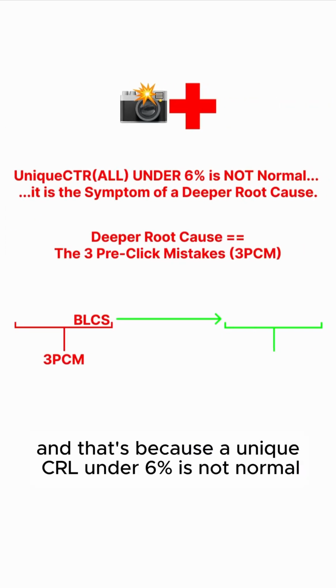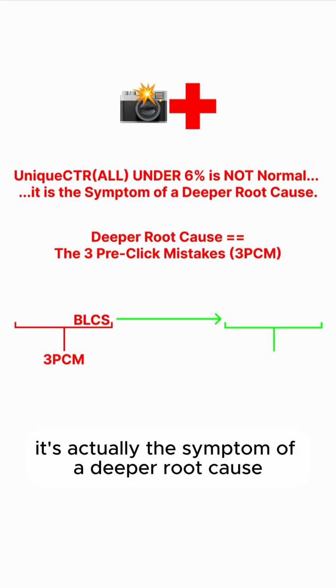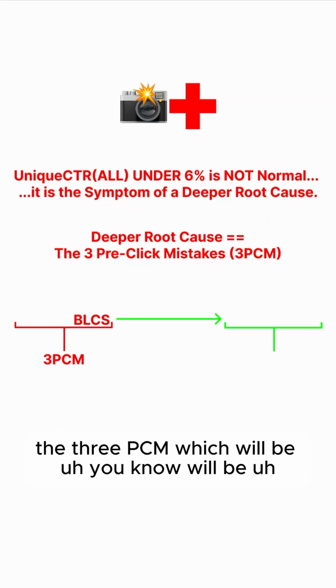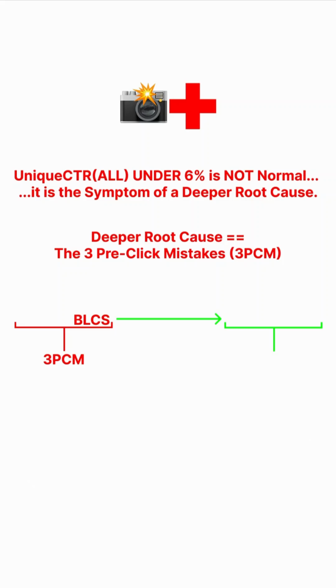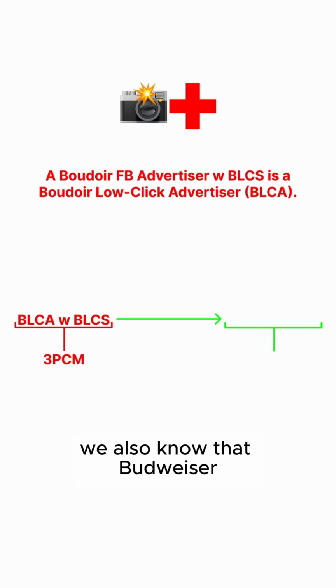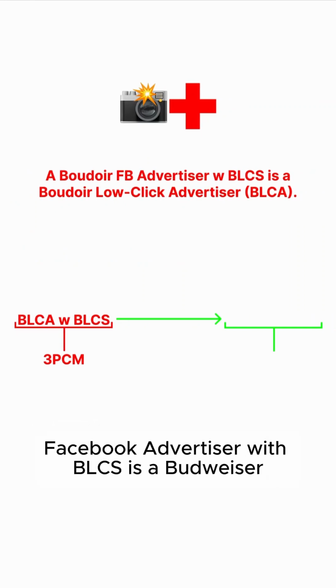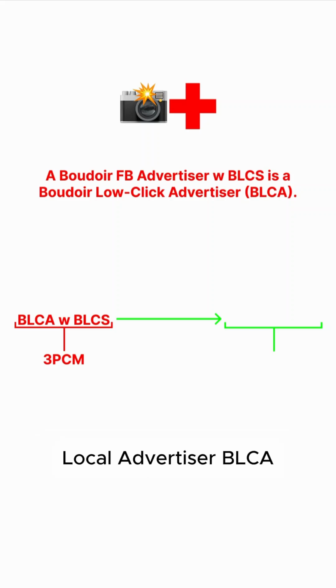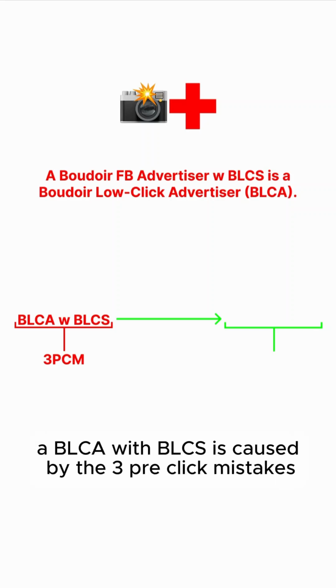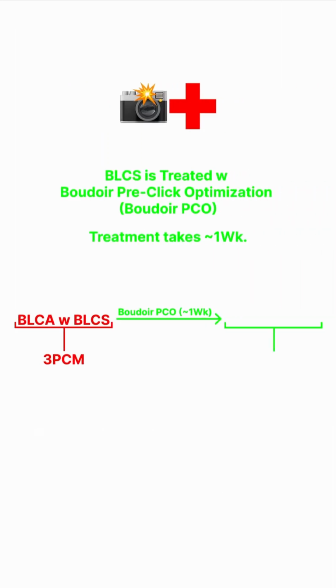And that's because a unique CTR under 6% is not normal. It's actually the symptom of a deeper root cause. And that deeper root cause are the 3 pre-click mistakes, the 3 PCM, which we'll be talking about more towards the end of the video. We also know that a Boudoir Facebook advertiser with BLCS is a Boudoir low click advertiser, a BLCA. So our universe is taking shape here. A BLCA with BLCS is caused by the 3 pre-click mistakes.